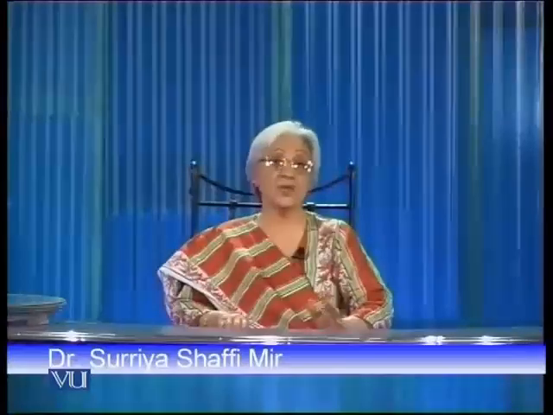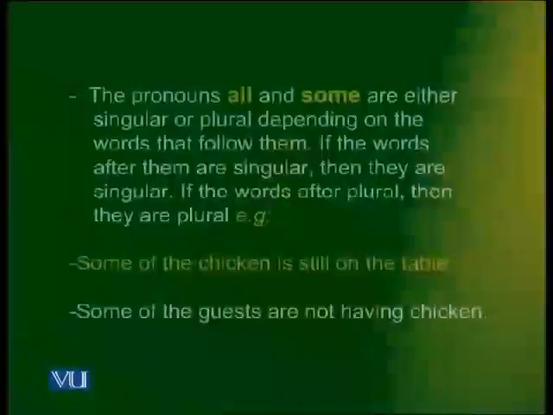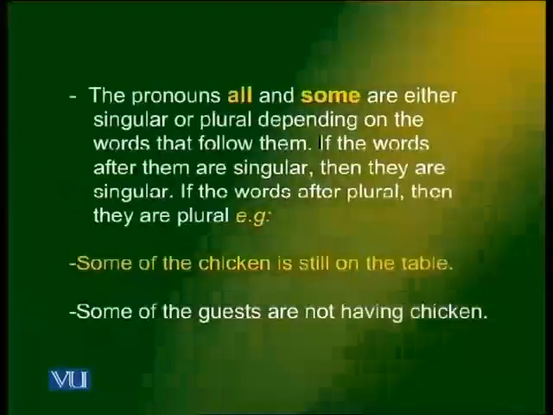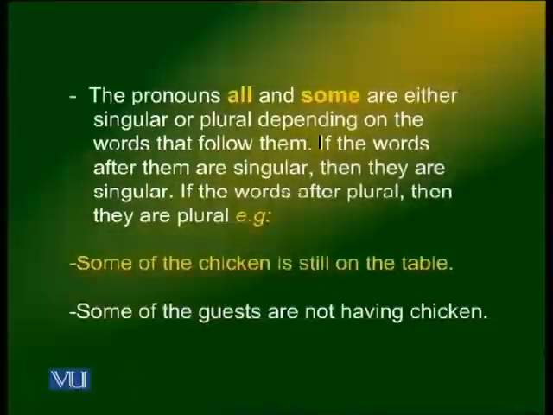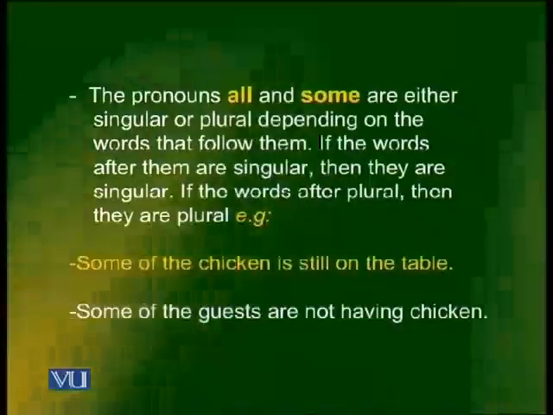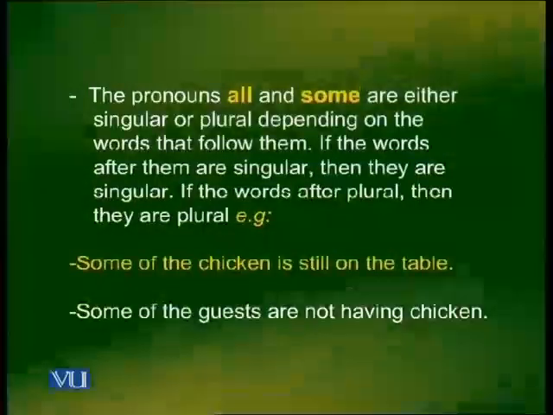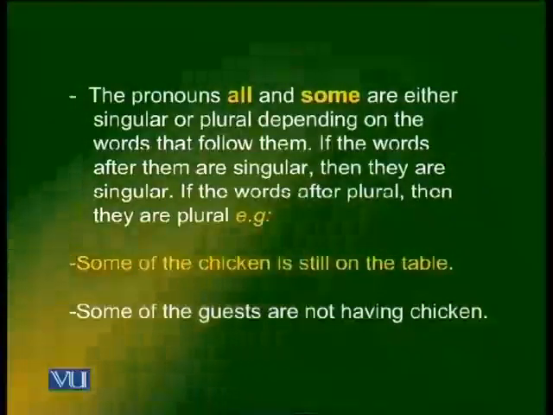Now the pronouns all and some are either singular or plural depending on the words that follow them. If the words after them are singular, then they are singular. If the words after them are plural, then they are plural. Example, some of the chicken is still on the table. Now since chicken is singular, some is singular in this sentence. A singular verb is needed.